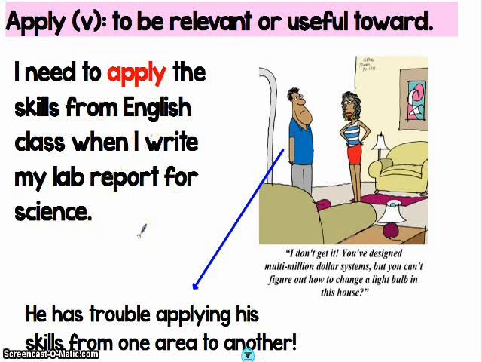So an example sentence would be, I need to apply the skills from English class when I write my lab report for science. In this cartoon, this gentleman right here has trouble applying his skills from one area to another. He is not able to take what he does at work and apply it to changing a light bulb at home. So at work he's really good at something, at home he's not able to be as good.